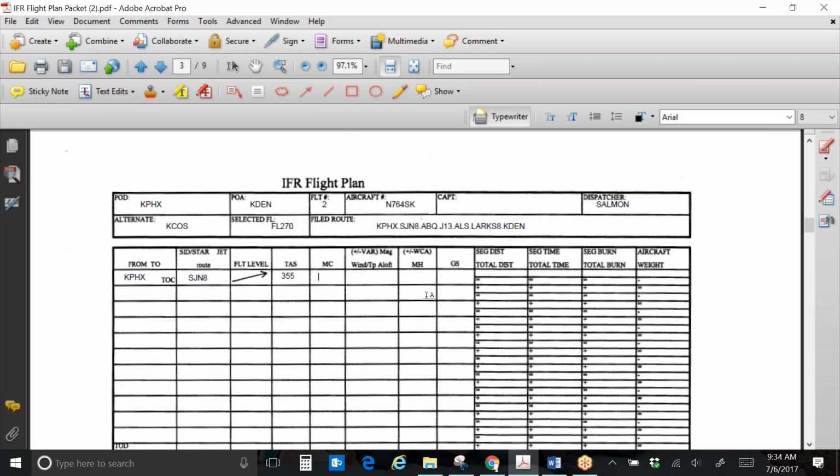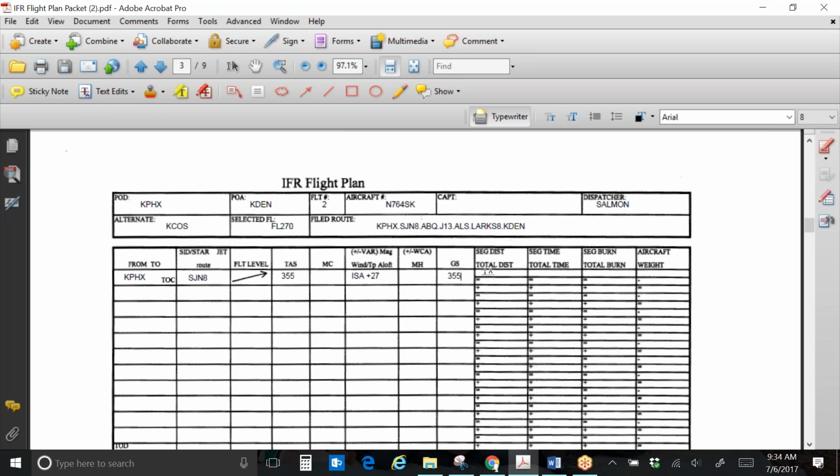Don't have that magnetic course number yet, but we can go back and get that in a minute. Remember, we do not do winds for our climb and descent legs, so I'm going to omit that here for just a minute. The only thing I'm going to put here in the middle is that Phoenix is at ISA plus 27. Our ground speed also is going to just stay at 355.